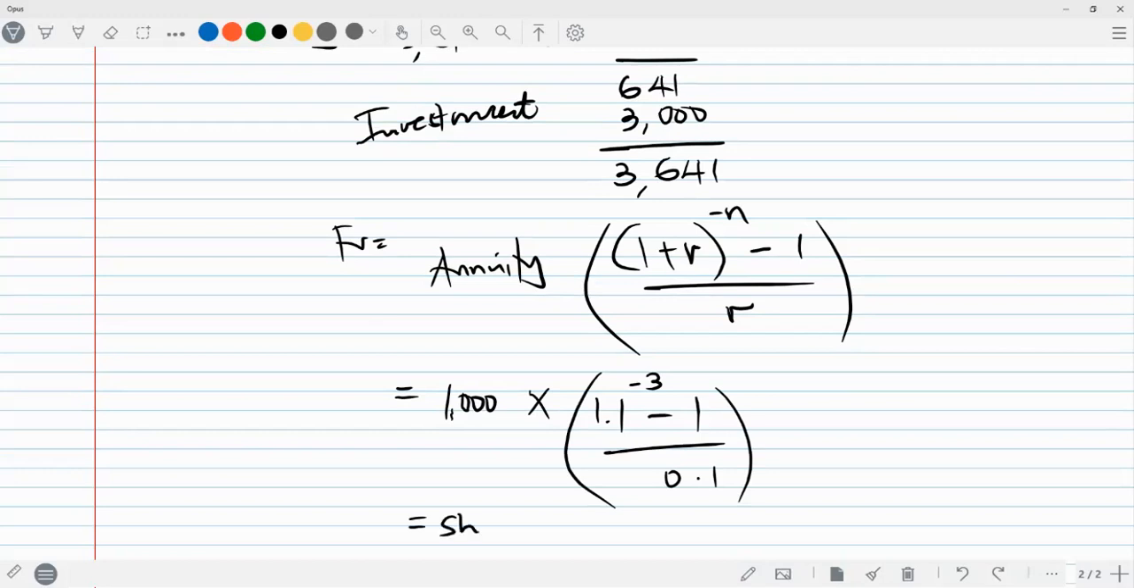This gives us how much? This should be the power of 3. Sorry, this should not be negative n. This should not be a negative. Sorry, yes, that should not be a negative.